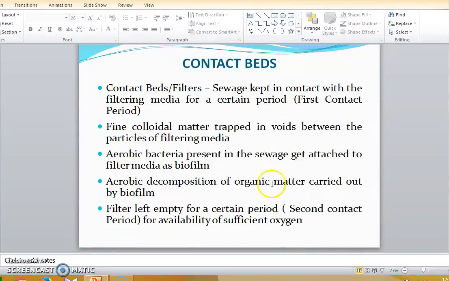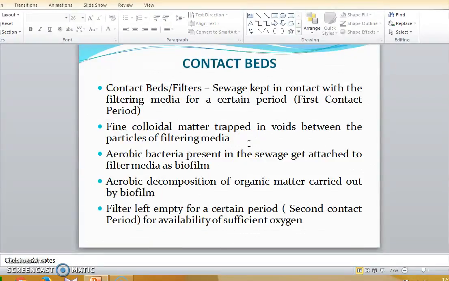Now we are moving on to the next type of filters, that is contact bed. Here also we are employing biological filtration. So in contact bed filters, the sewage is kept in contact with the filter media for a particular period, and that is known as first contact period. And during this stage, the fine colloidal matter will be trapped in voids between the particles of filter media.